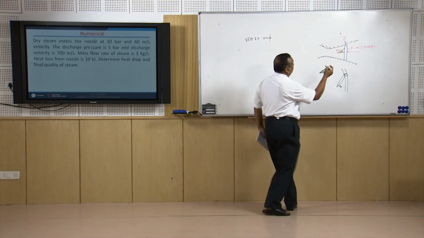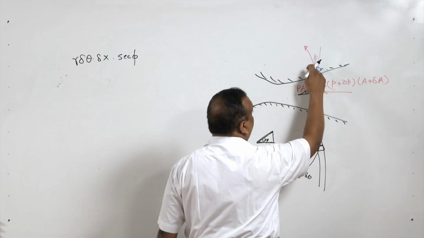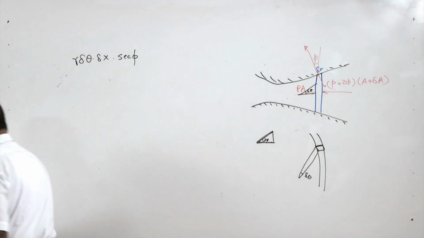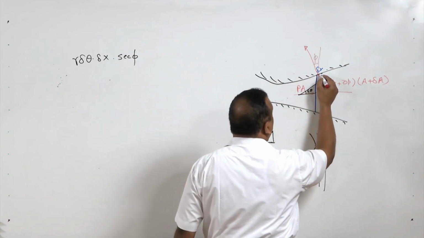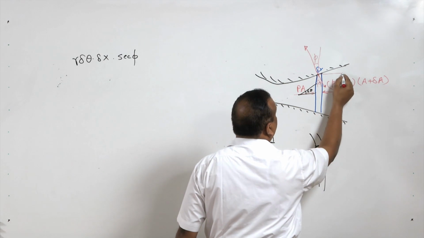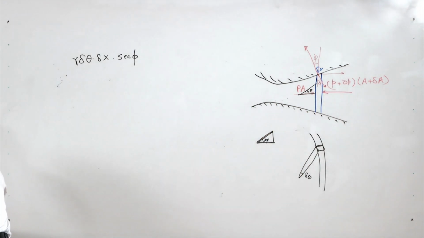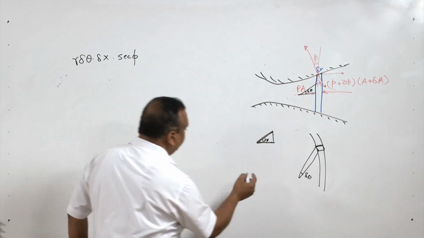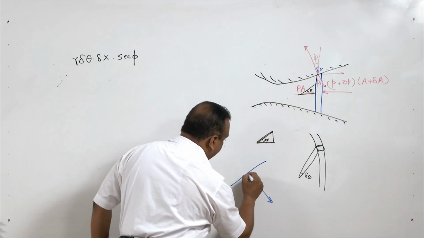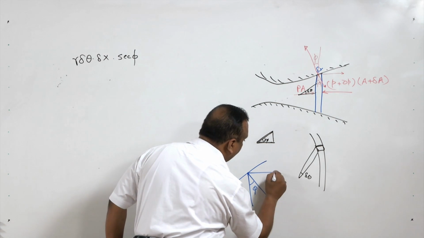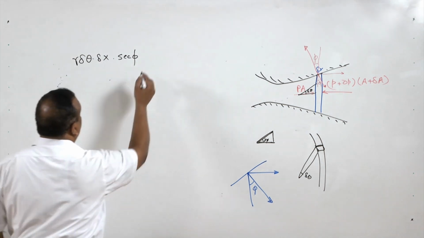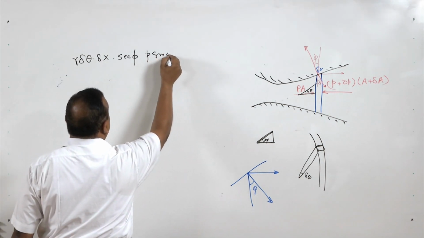Now force is exerted on this, and the reaction of this force is in this direction. The component of force in this direction is going to be, this is phi. I will expand this diagram, it is something like this. Force is working in this direction, reaction force, this is phi, and the component of this force in this direction is going to be P sin phi.